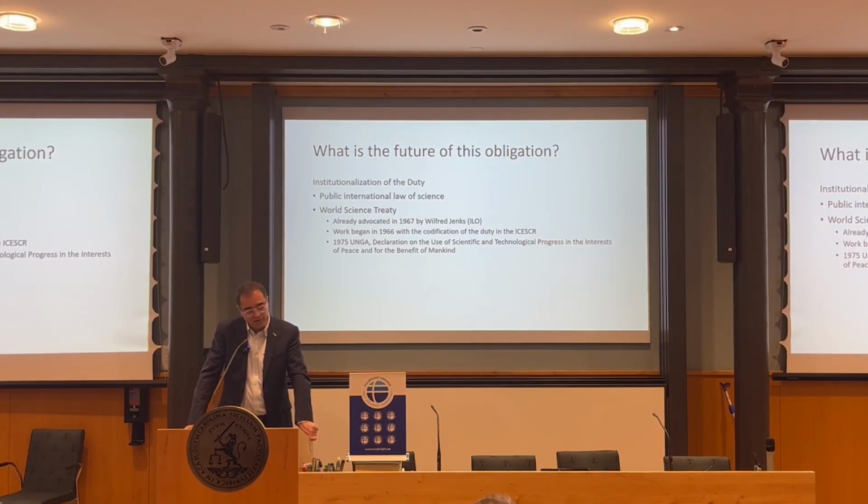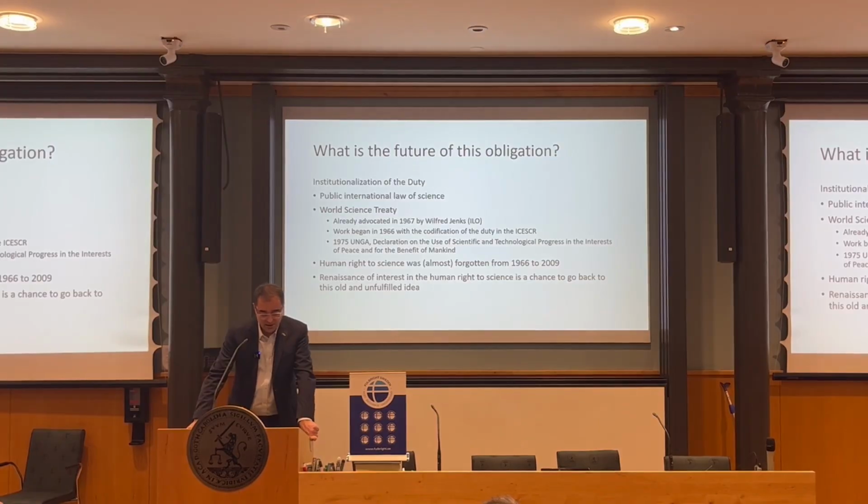I found this interesting article from 1967 by Wilfred Jenks, who was soon to be appointed Director General of the ILO, who advocated for that. It's interesting because in '48 you have the enshrining of science as a human right, which in '66 was codified. And in '75, the General Assembly had a declaration on the use of scientific and technological progress in the interest of peace and the benefit of mankind. And Jenks in '67 said, well, first we need the General Assembly, and then after the General Assembly says this is a duty of nations, we can come back and have a treaty negotiation on that, which never occurred. So we are in '75 nowadays. We are 50 years later, but we're in 1975 in terms of the development of a trajectory.